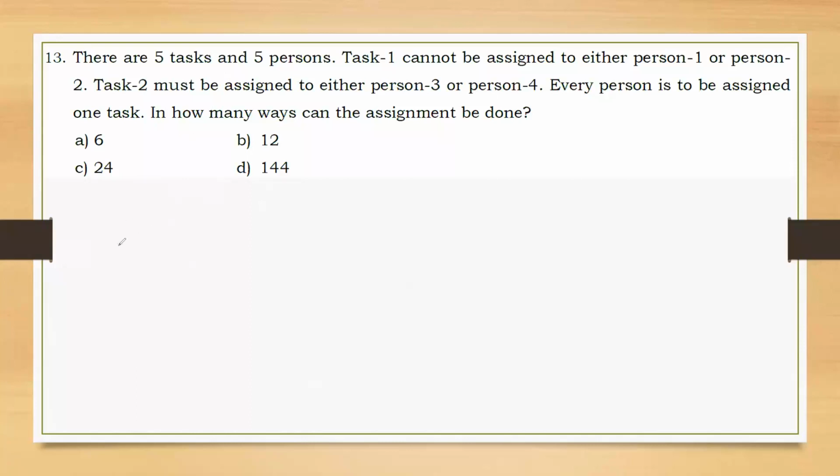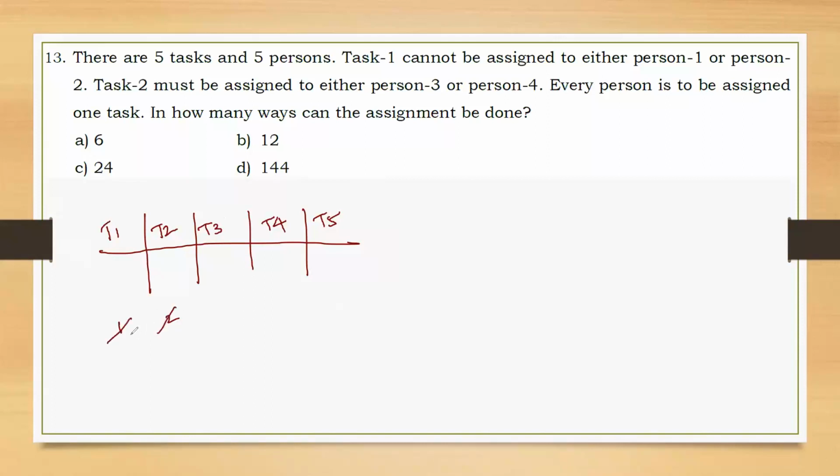So I will draw a line like this. So task 1, task 2, task 3, task 4, task 5. So we know that task 1 cannot be assigned to person 1 or 2, right? So not possible for task 1. Task 2 must be assigned to either 3 or 4. But every person has to be assigned to each task.